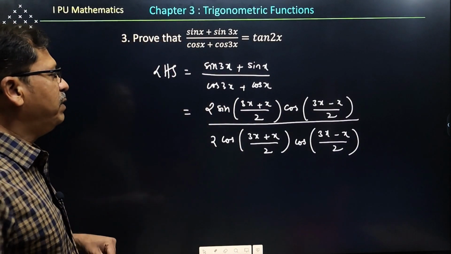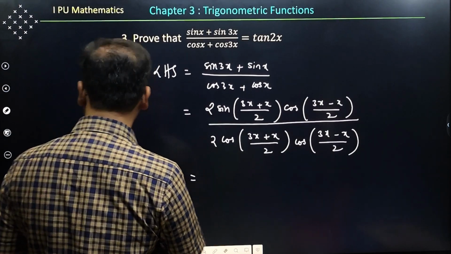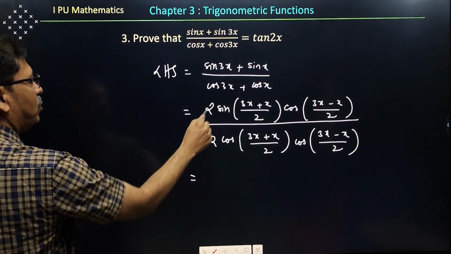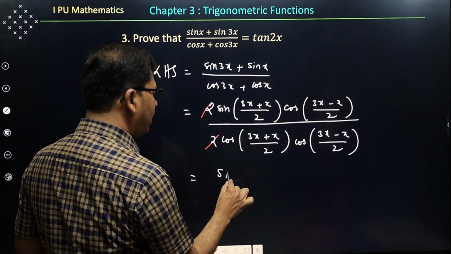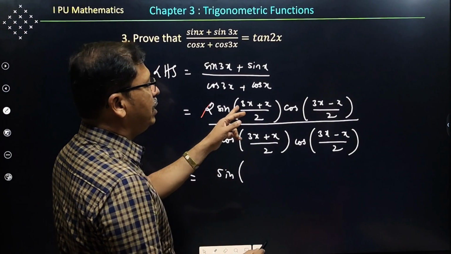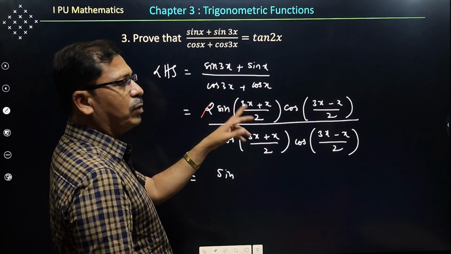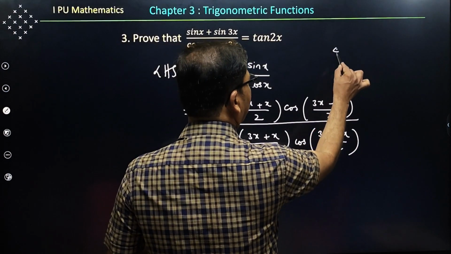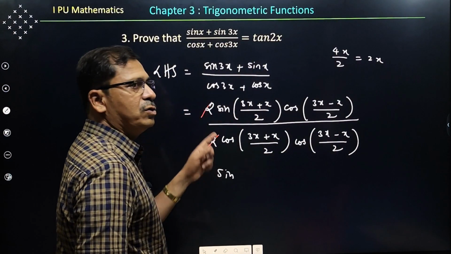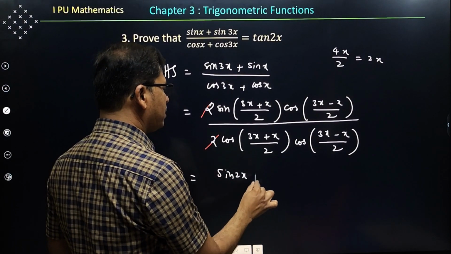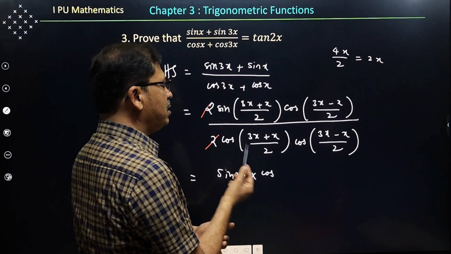Now let us simplify this. This is equal to 2, you can eliminate 2 here only, no problem. Then sin of what you can write here, 3x plus x. What is 3x plus x? 4x. 4x divided by 2. See, 4x divided by 2 leads to how much here? 2x here. So sin of 2x into cos of 3x minus x, which is 2x, 2x by 2, the 2 and 2 cancel.